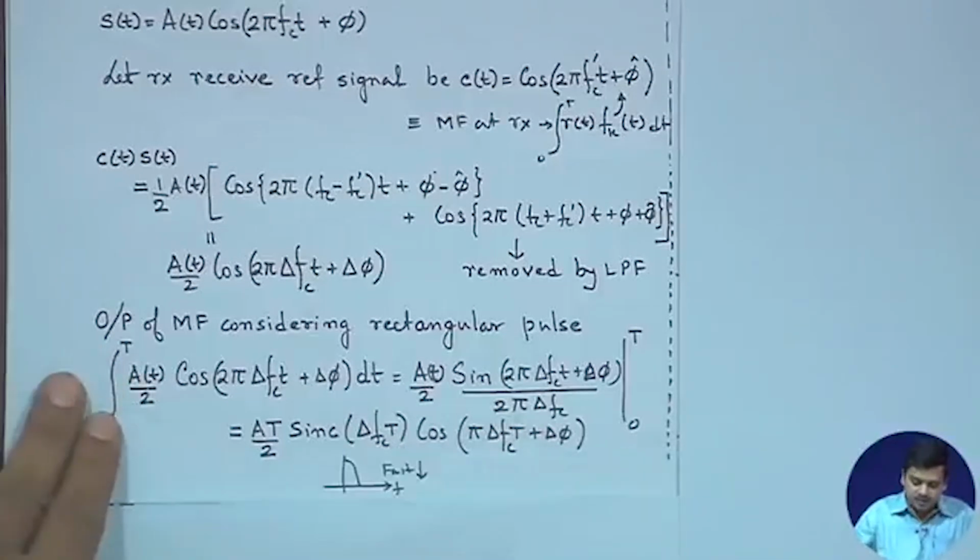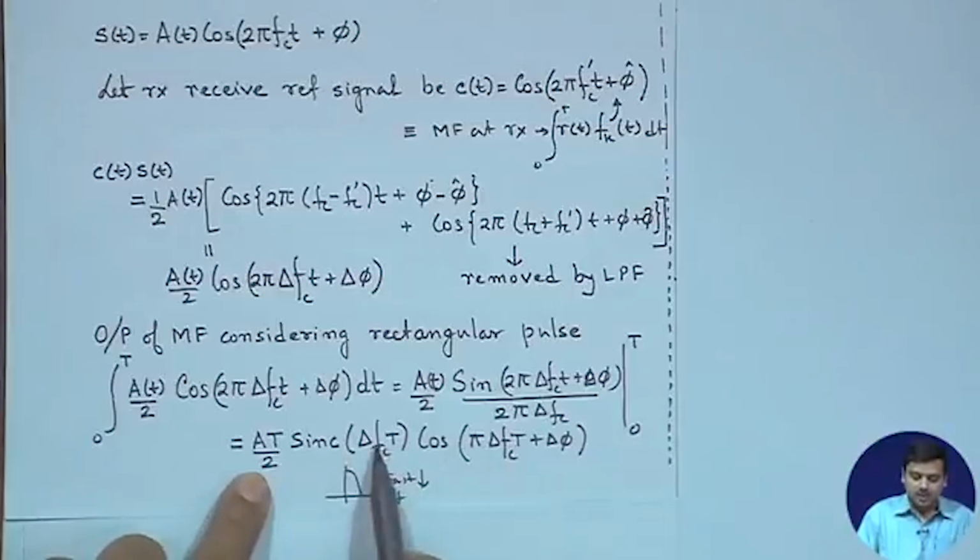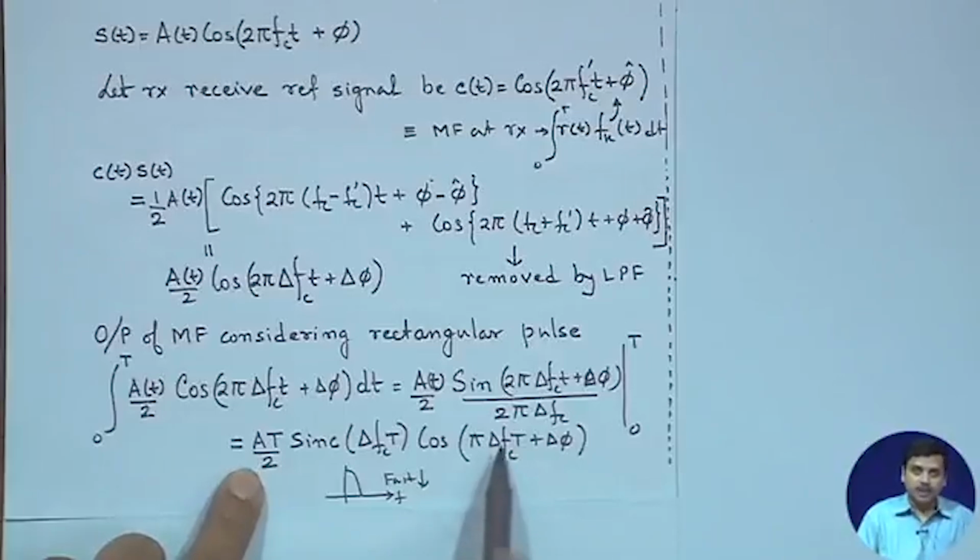right. So, if you look at these expressions, if delta f c is 0, what do you have? You have AT by 2, and this is a 1, a cos of, let us assume delta phi 0 and delta f c 0. So, cos of 0 is 1. So, there is no problem. So, if there is no phase mismatch or no carrier mismatch, you are going to get the maximum value.